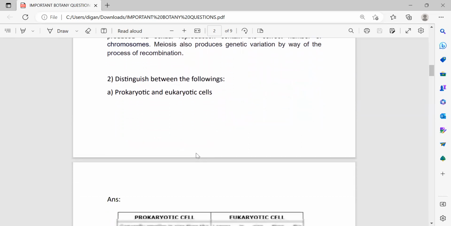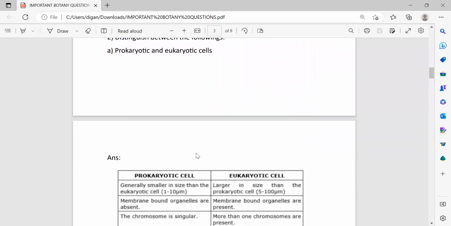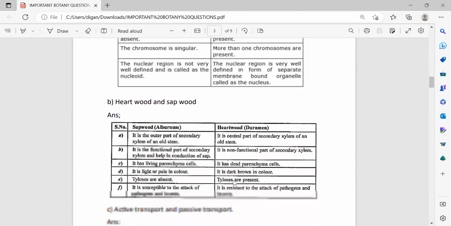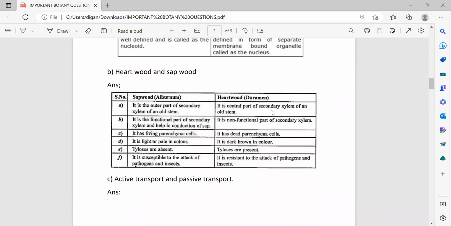Next come some important differentiations. First one is prokaryotic cell and eukaryotic cell. So this is the difference between prokaryotic cells and eukaryotic cells. If a difference question comes, you write like that. If a short note comes, just write one part as a short note. Next, heartwood and sapwood. So these are heartwood and sapwood. So these are the differences.